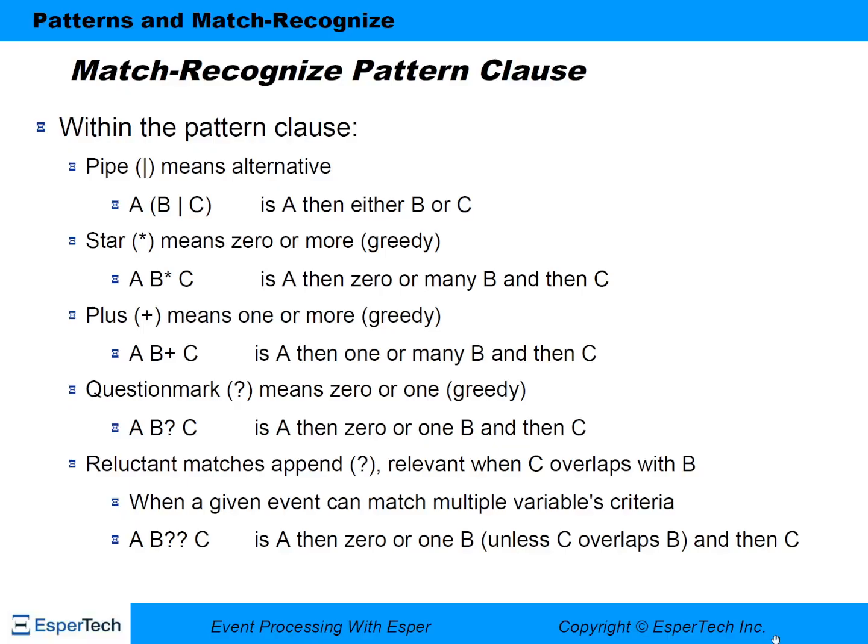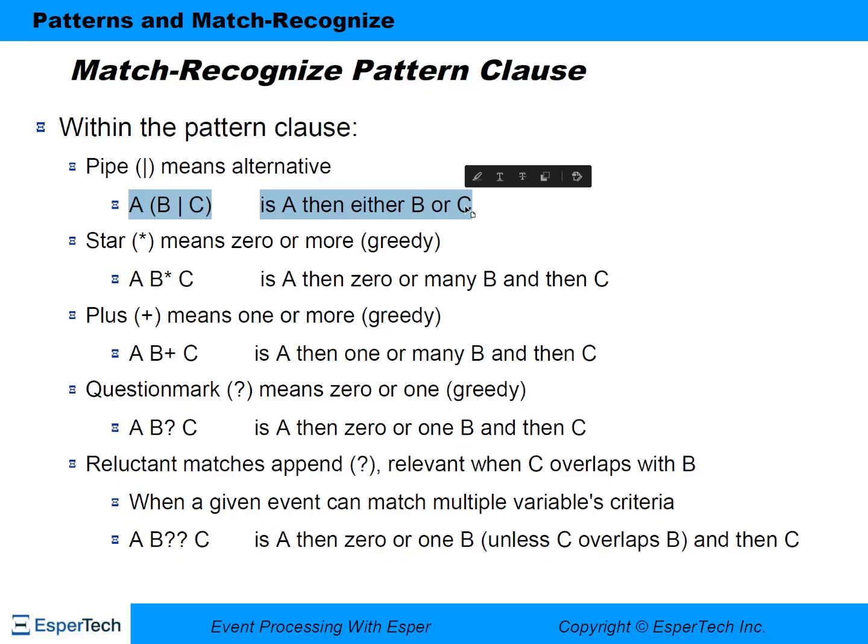Let's study the pattern clause in more detail. Within the pattern clause of match recognize are the variables. The samples here have a variable name of A, B and C. In the pattern clause, the pipe character is a vertical bar and it means alternative. So, when the pattern reads A, parenthesis B pipe C, the runtime looks for an event that matches the A criteria. Then, either an event that matches the B criteria, or an event that matches the C criteria.